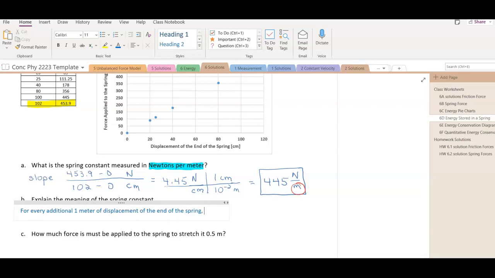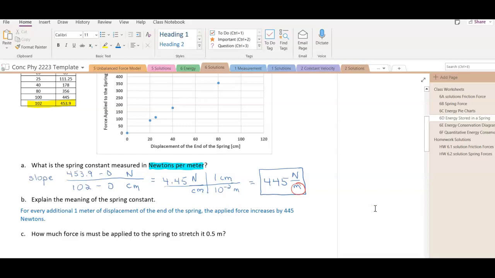okay, so I've explained 1 unit of change of the independent variable. Now I want to explain how the dependent variable responded. So the force, or the applied force, increased by 445 newtons.